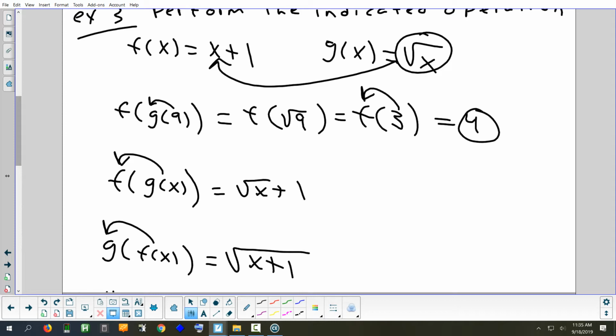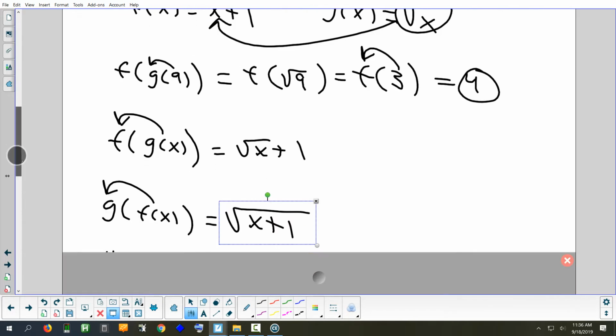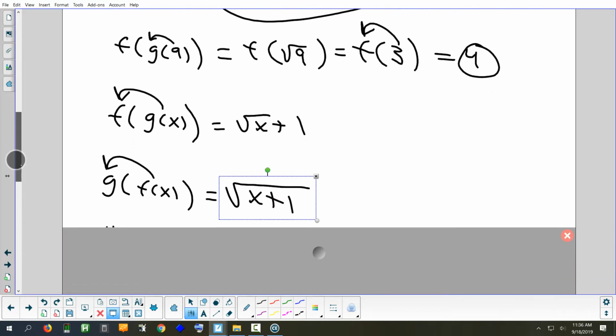Small change, but if you tie that in with what we learned yesterday, this is a vertical shift, the top one. This is a horizontal shift. So they're totally different. You can connect composition with transformations. The top one is shift up 1. The bottom one is shift left 1. Any questions on that?